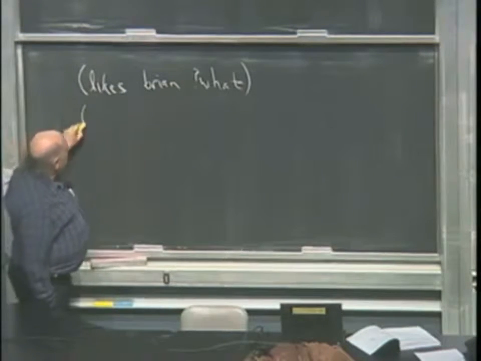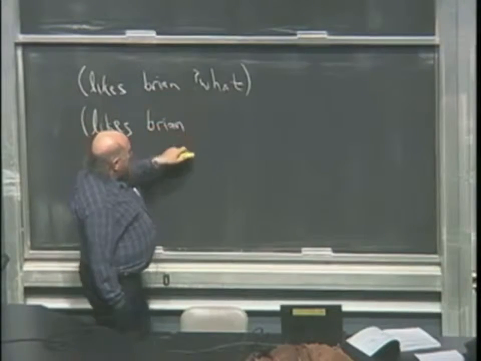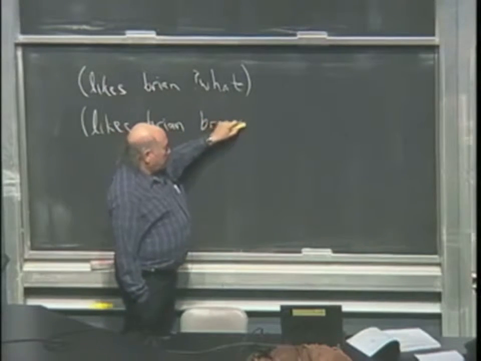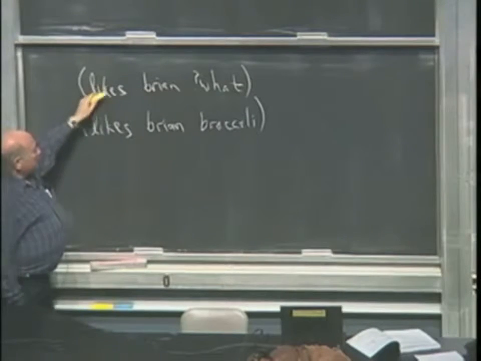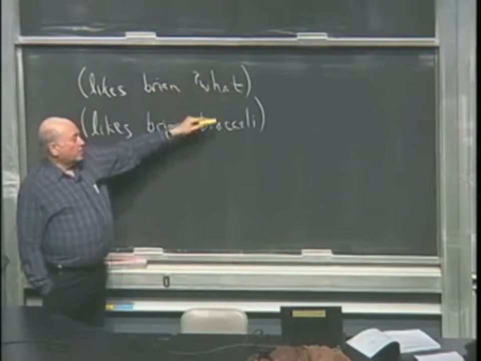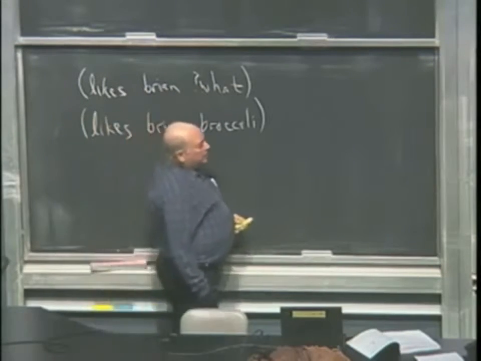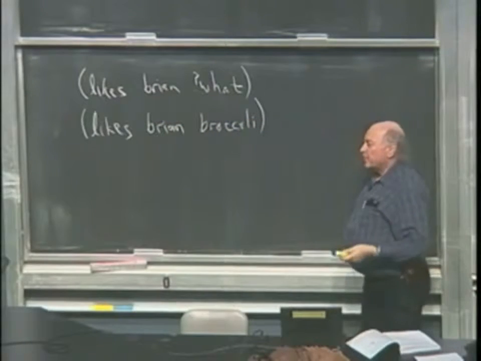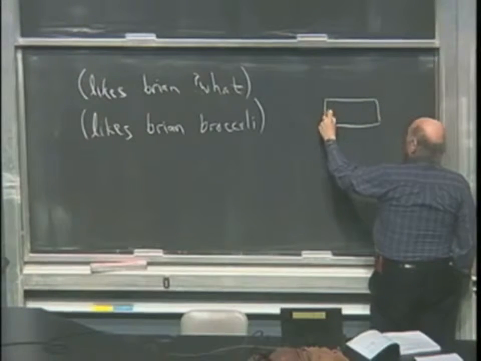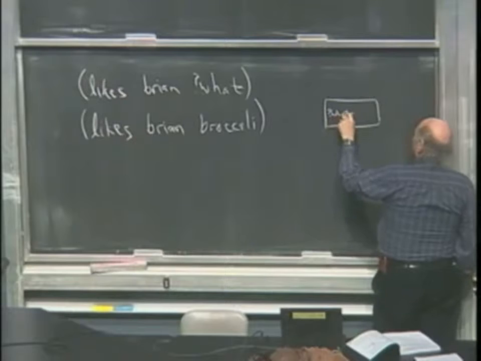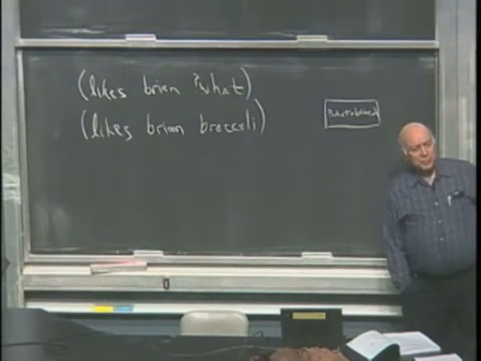An assertion is something like: likes Brian broccoli, right? So likes matches likes, Brian matches Brian. ?what matches anything, so it matches broccoli. And so we make a new frame out of the old frame in which we've added a binding. So now we have a frame that says ?what equals broccoli. And that would be one entry in a stream of frames.